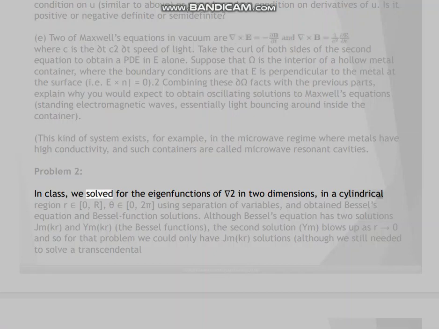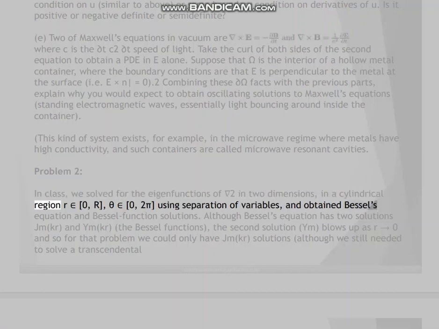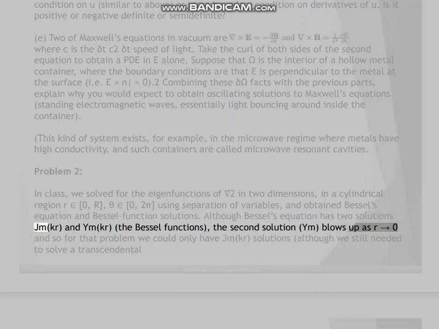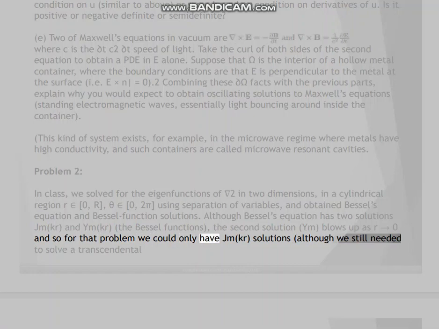In class, we solved for the eigenfunctions of nabla squared in 2 dimensions in a cylindrical region, r in [0, R], theta in [0, 2 pi], using separation of variables, and obtained Bessel's equation and Bessel function solutions. Although Bessel's equation has 2 solutions, J_m(kr) and Y_m(kr), the Bessel functions, the second solution, Y_m, blows up as r goes to 0, and so for that problem we could only have J_m(kr) solutions, although we still needed to solve a transcendental equation to obtain k.